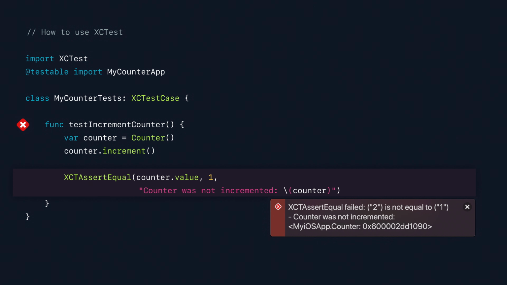In this case, we may have an off by 1 error in our source code, or we may have initialized to an unexpected value. We can go back to the source code, fix this issue, and run our test again until it passes.